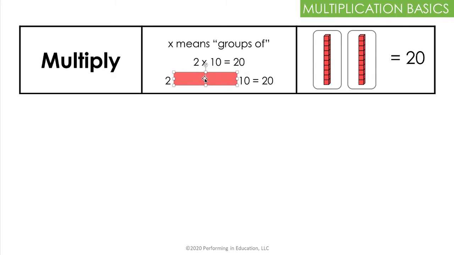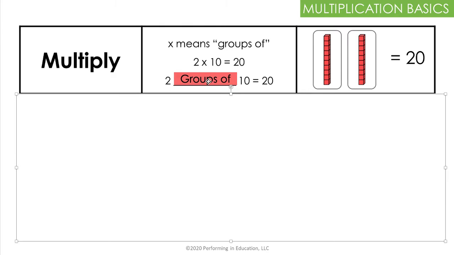So in this box, we're going to put groups of. 2 groups of 10 equals 20. And if you look over here, you can see they have 2 tens rods. Each of those is a tens rod. It's made out of 10 ones cubes. And if you have 2 groups of 10, or 2 tens rods, that's 20.